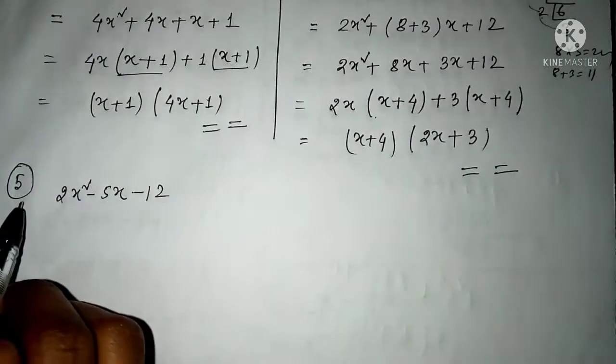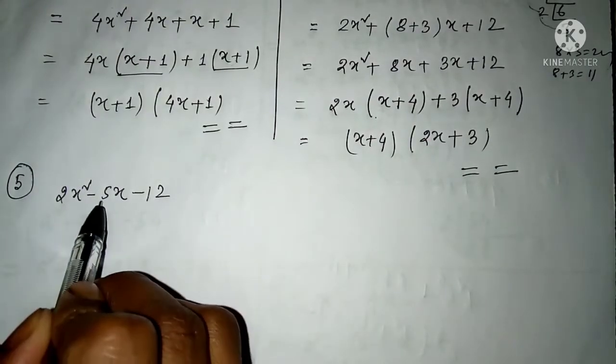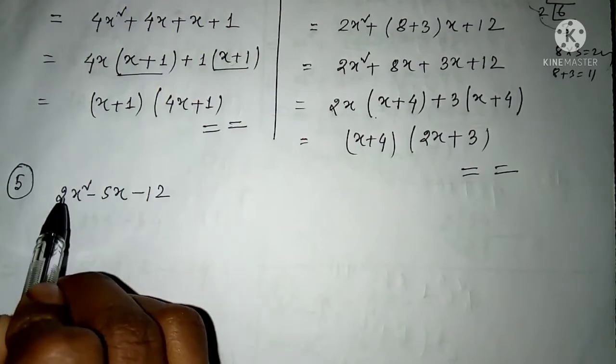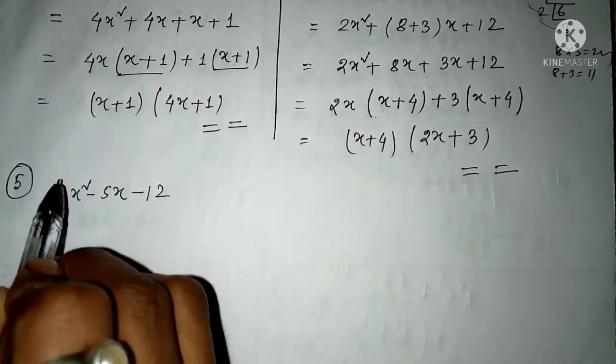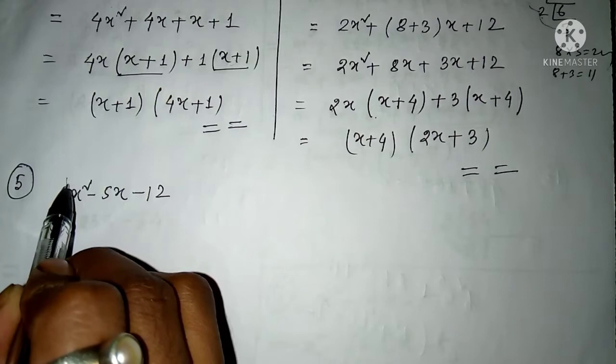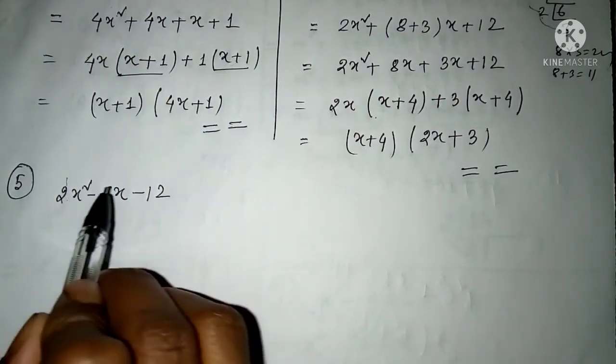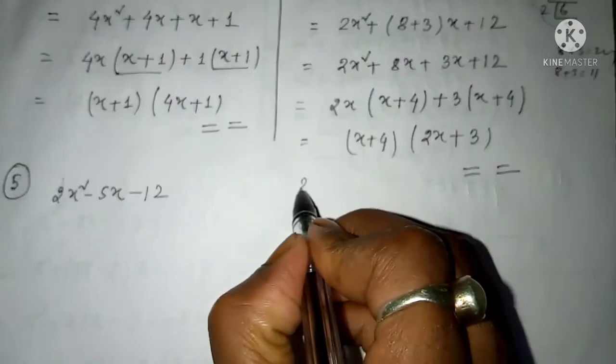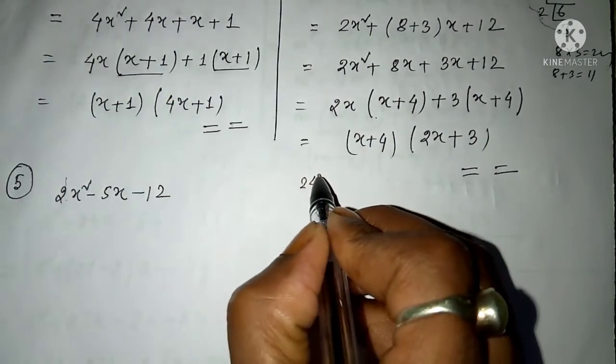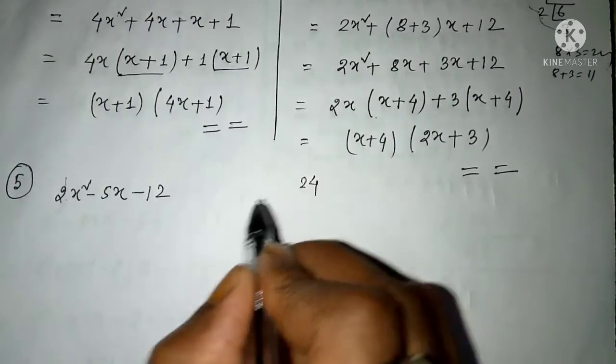You can see this is our fifth question, that is 2x square minus 5x minus 12. So we know first of all what we have to do, we have to multiply this 2, the coefficient of x square, and the constant term. So 12 into 2, that is your 24. Now see, by multiplying you got 24. Now you need to factorize this 24 to make 5.